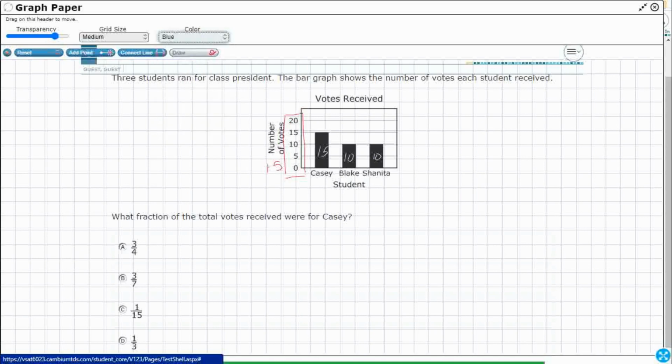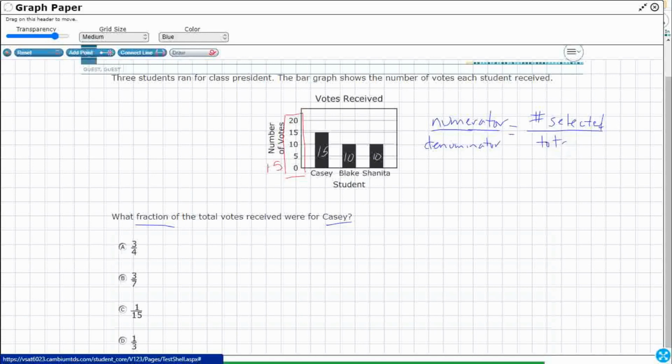Look what it's asking. What fraction of the total votes were for Casey? Okay, so fraction. Look at all of our answer selections are fractions. What do we know about fractions? All right, so we've got 2 numbers on fractions, right? We've got the numerator. And when we are building a fraction, the numerator is always the top number. And that's the number selected, the number that we're looking at. And then we've got the denominator. The denominator is always going to be the total.